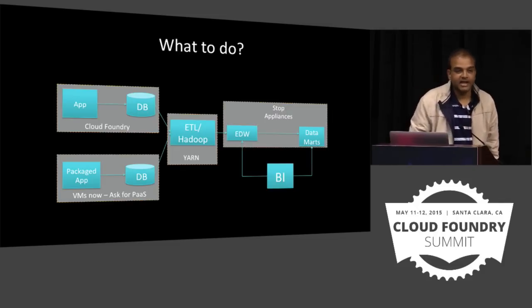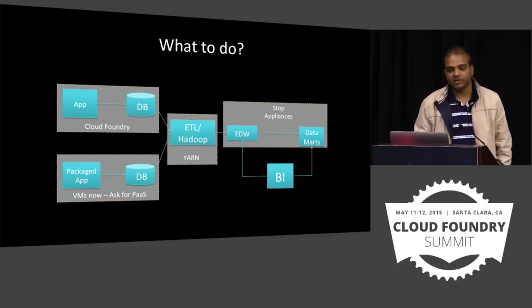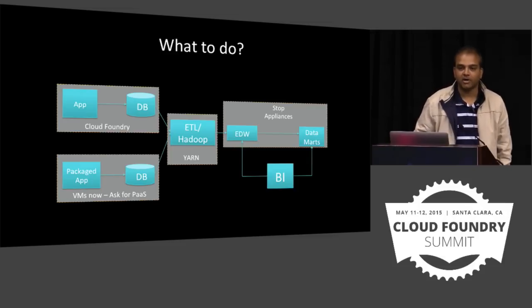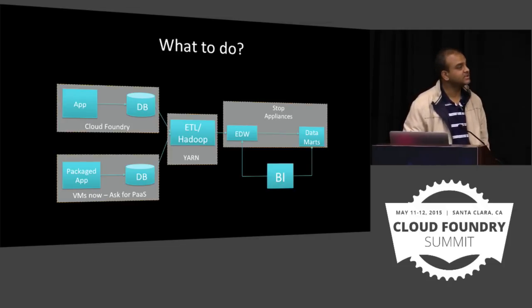For your data warehouses and data marts, which are usually appliances, tell your vendor to stop shipping appliances. They add no value. Ten years back, maybe, but Moore's Law has changed things dramatically. White boxes, x86, smart distributed software is going to be 10 times faster than your data warehouse. So speak to your vendors and pick an open source EDW or a data mart.